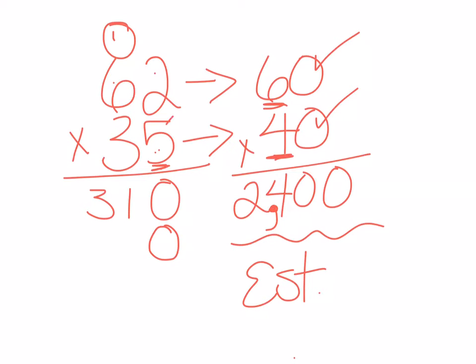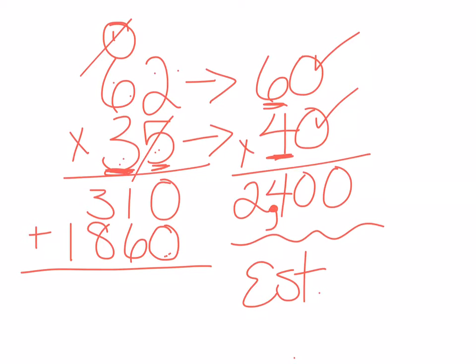Now we're done with this 5, we're done with that 1, and now we're going to do the same pattern, but we're going to use the 3. But it's not really 3, it's 30. That's why this 0 is here. 3 times 2 is 6. 3 times 6 is 18. Get everything lined up. Put a plus sign, and you should have 1,860 for your second row. If you did that, you are still doing very well.